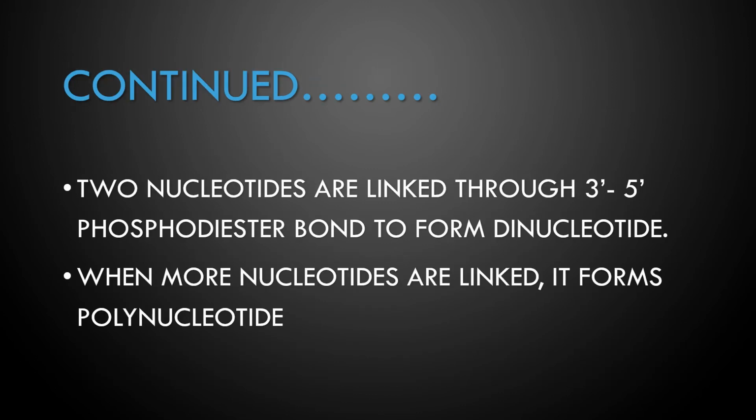And two nucleotides are linked by a phosphodiester bond. This also you have gone through in class 11th. And when two nucleotides bind, they form the dinucleotide. Okay, di means two nucleotides. That is dinucleotide. And when so many nucleotides are linked, then we call it a polynucleotide. Okay, poly means many.